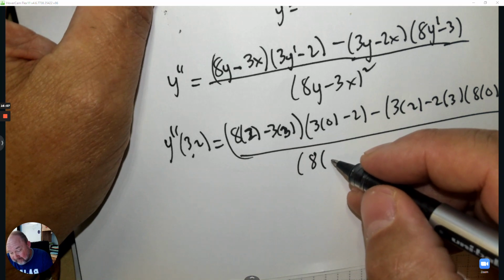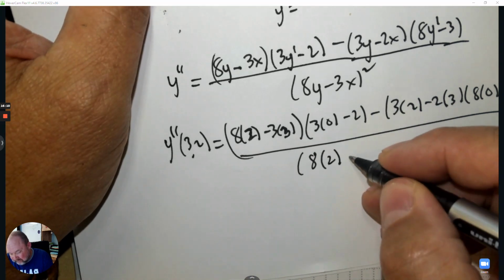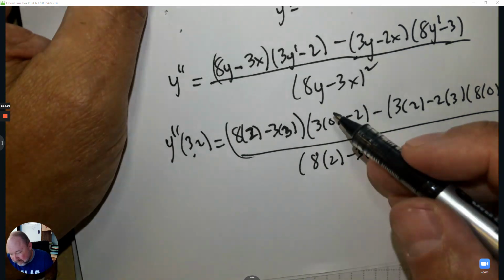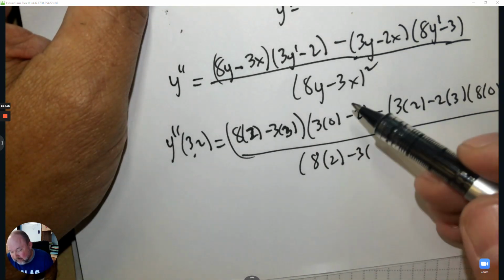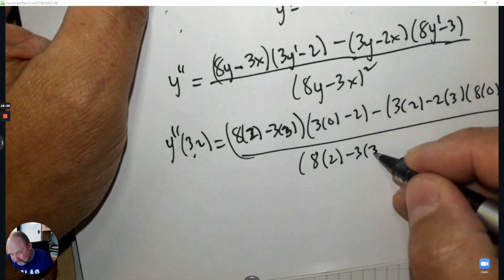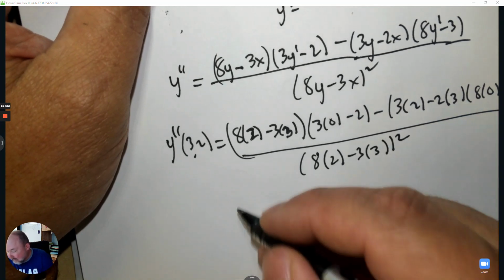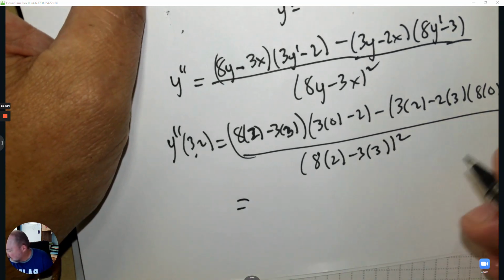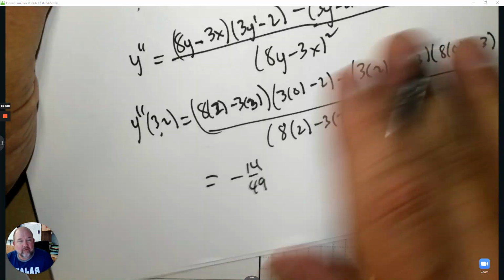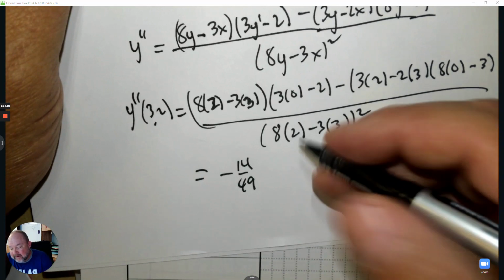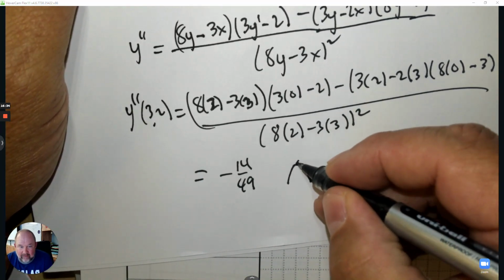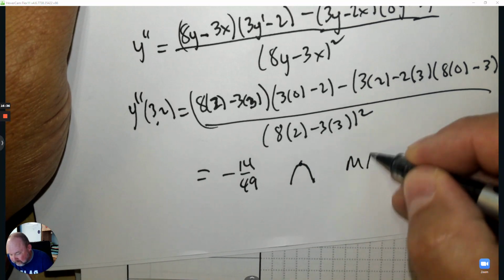Plug in, what is it again? Sorry, y is 2, x is 3. And then reduce it down. So you actually get a negative answer if you do that, if you solve this. So what does that mean? What does a negative concavity mean? So if you have a negative concavity, that means at that point it's a maximum.